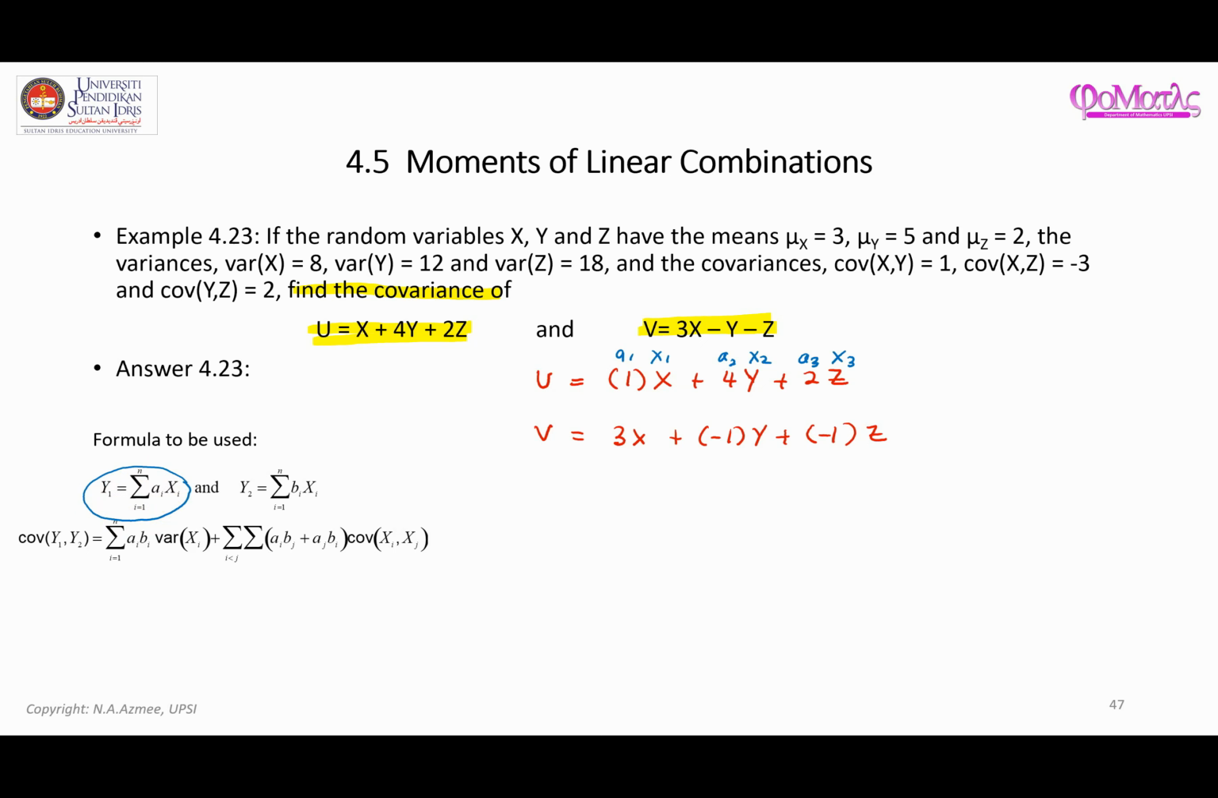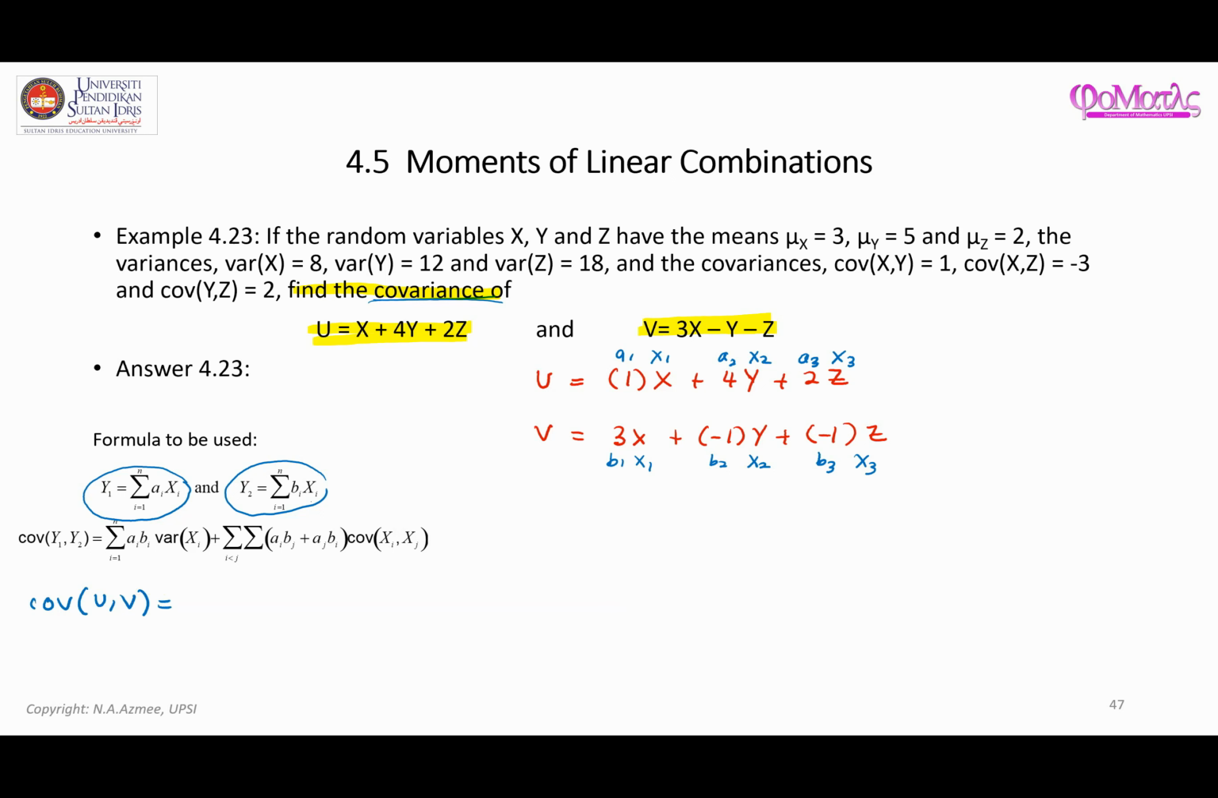Similarly for the second linear combination, I'm going to label it according to what we have right here. So this is b1 x1, this is b2 x2, this is b3 x3. So this is the third random variable that we have. Our job is to find the covariance of u and v.